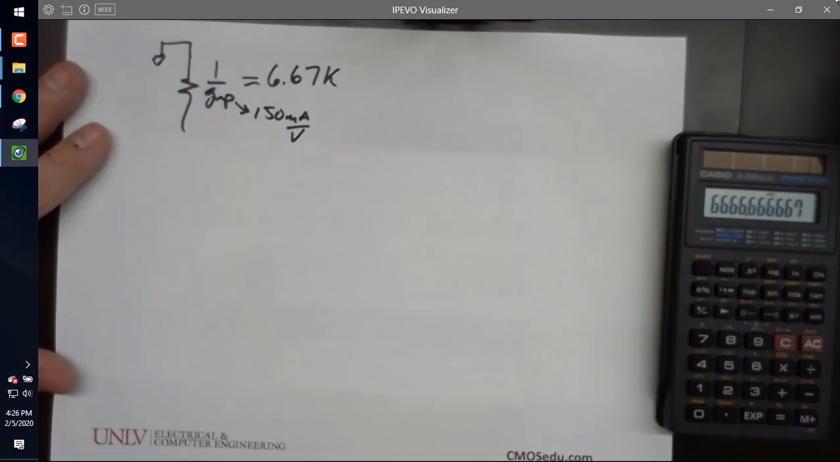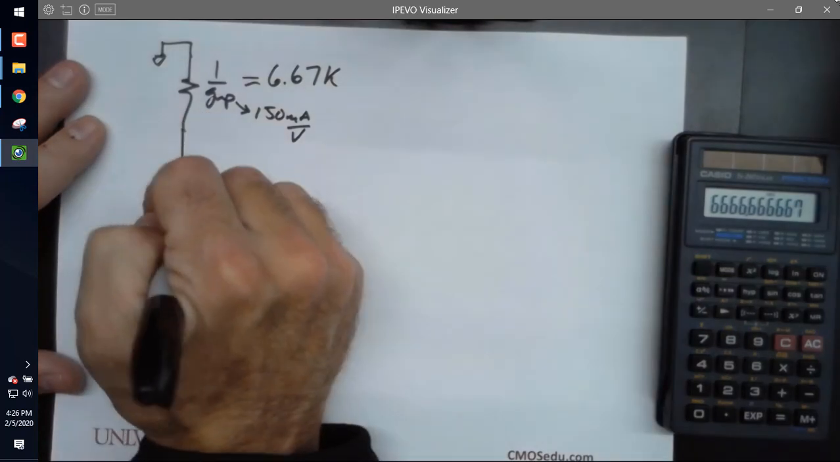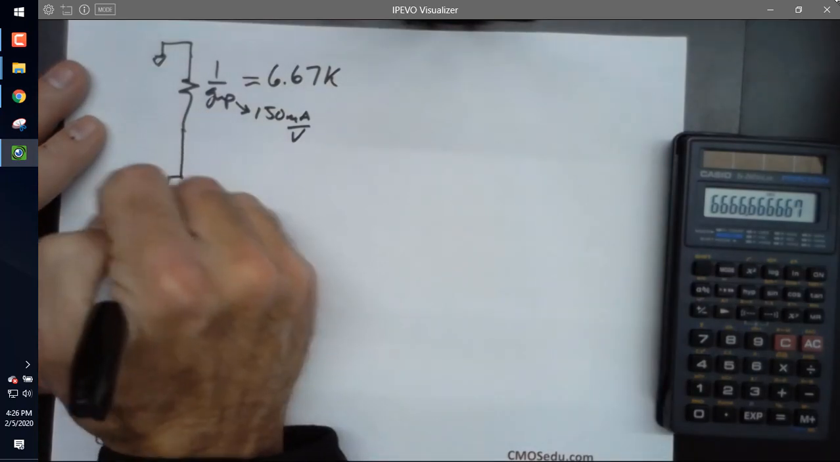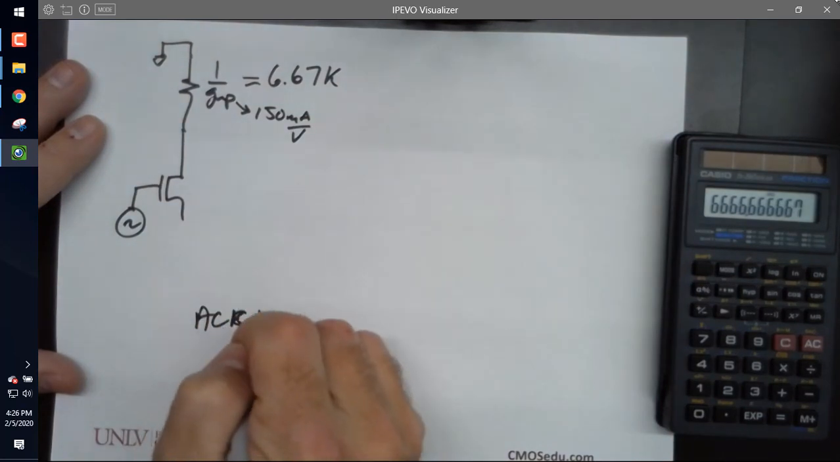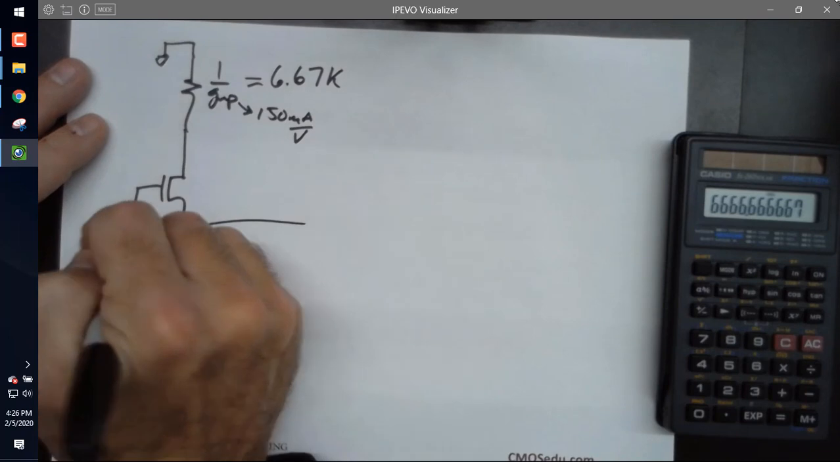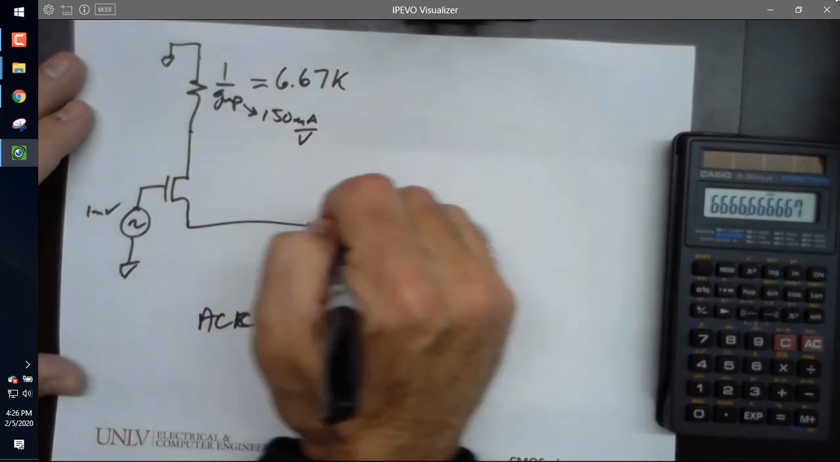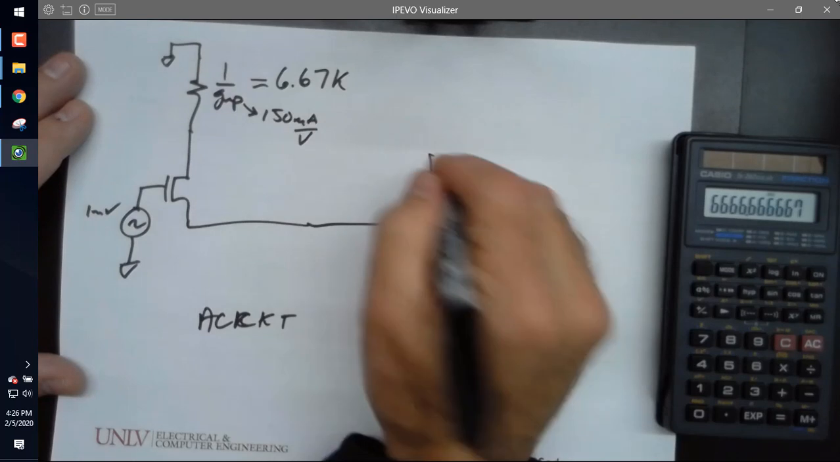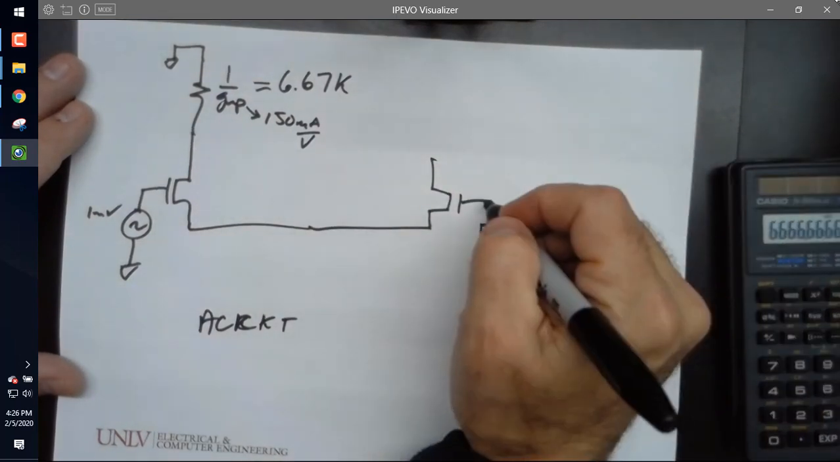Any questions? Then I'm going to come down here, I'm going to draw my MOSFET, and at the gate I'm going to draw the AC. This is only the AC circuit. And I'm going to put this as 1 millivolt. I'm going to come over here, I'm going to draw my MOSFET. I'm going to put this gate at ground because that's AC ground.